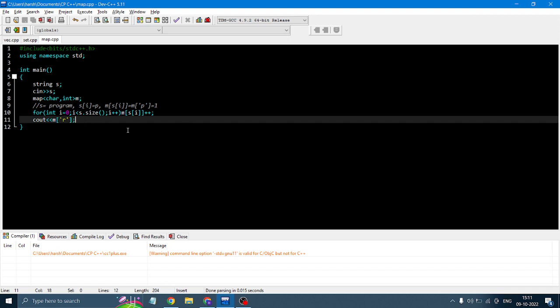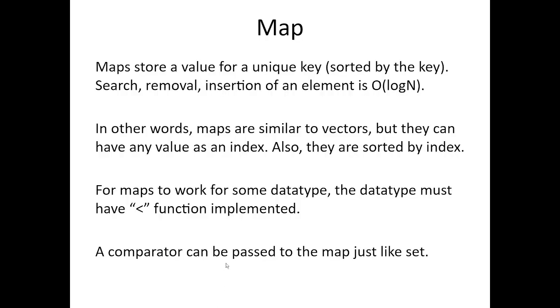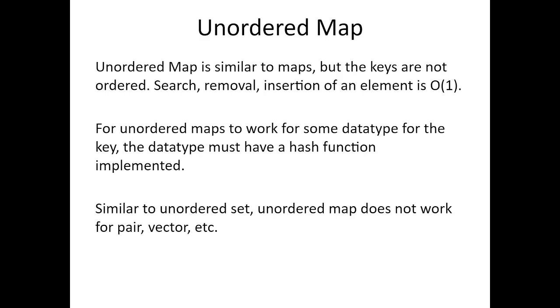So this was about map. Any doubts in the map? So similar to a map, we have unordered map. The differences are the same as I said before. It takes less time, order of one time, but it does not sort the elements, and the values have to have a hash function implemented.